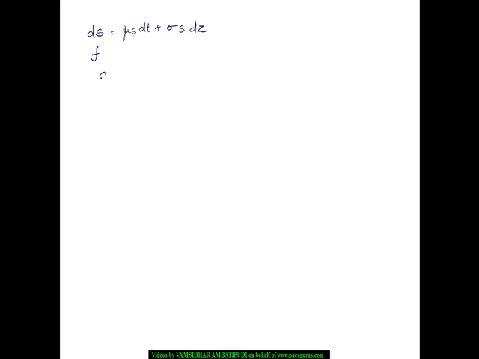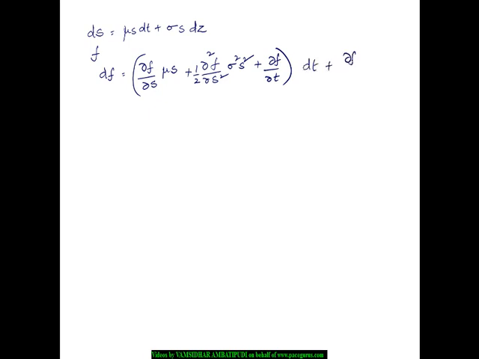So we know from Ito's lemma, F, which is a function of S and T, I can talk about the dF using Ito's lemma, which is nothing but dou F by dou S times mu S, plus half of dou squared F by dou S squared times sigma squared S squared, plus dou F by dou T, all of this times dt, plus dou F by dou S sigma S dz. This is what we have got as Ito's lemma.